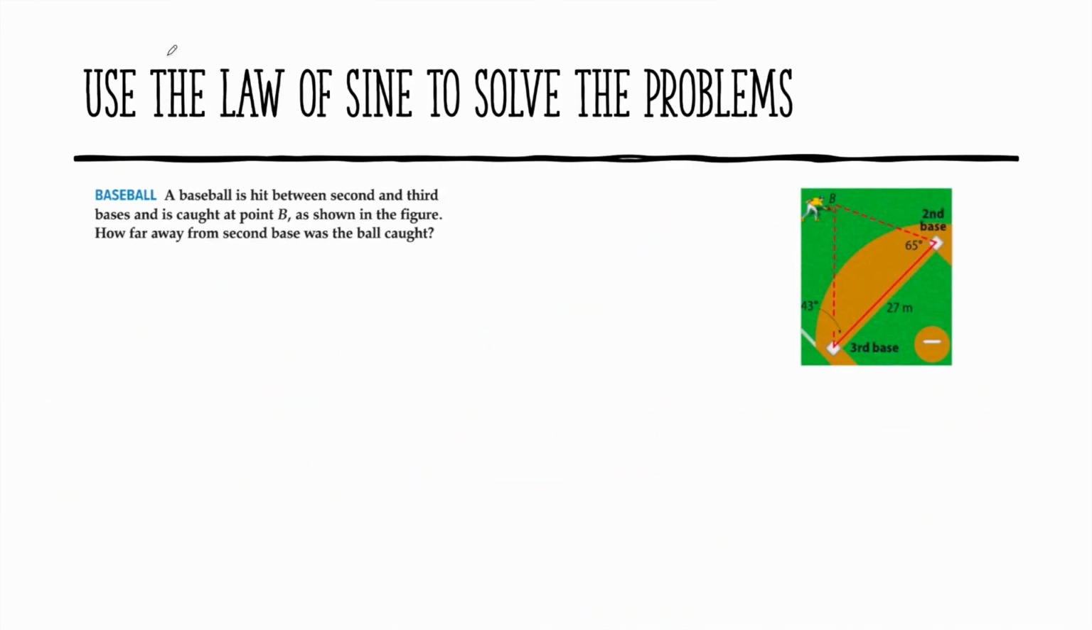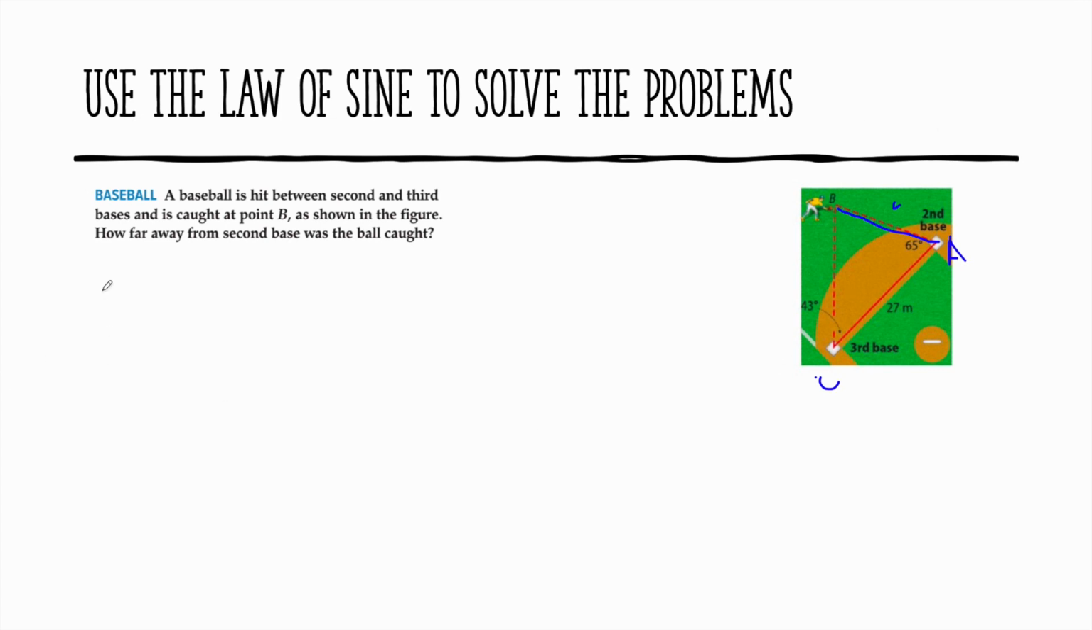Now let's look at a real life problem that we can solve using the sine rule. Okay. So a baseball is hit between the second and the third bases and it's caught at point B. As shown in the figure, how far away from the second base was the ball caught? So they want to know the distance from this base to where this person caught the ball. So let me just label it as A and C. So we want side c. Okay, you can label it either way, you will get the same answer.